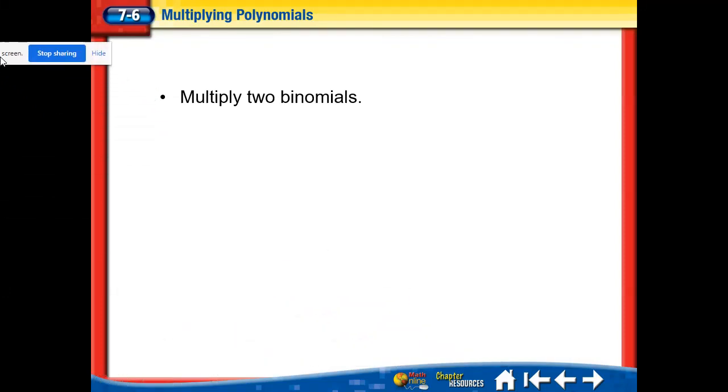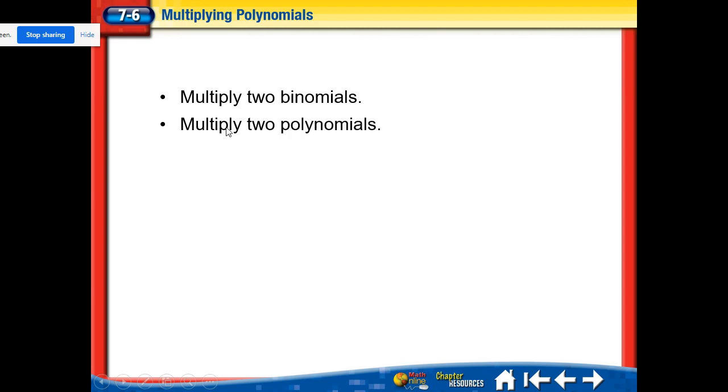All right, today we're going to be talking about how to multiply polynomials. So we're going to do two different steps. We're going to show you how to multiply two binomials. Remember, binomials have two terms. And then we're just going to show you how to multiply any kind of polynomials, whether it's two terms, three terms, so on and so forth.